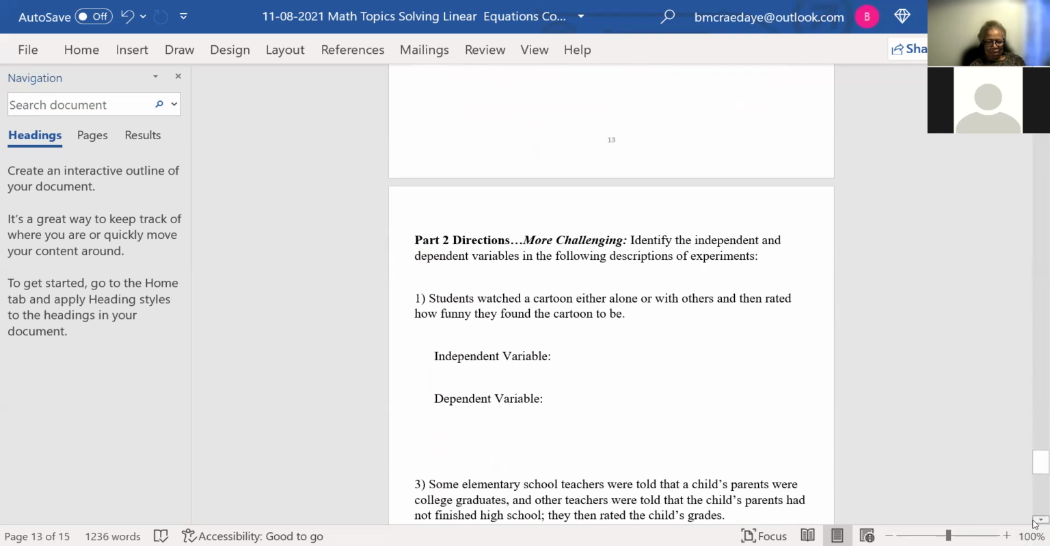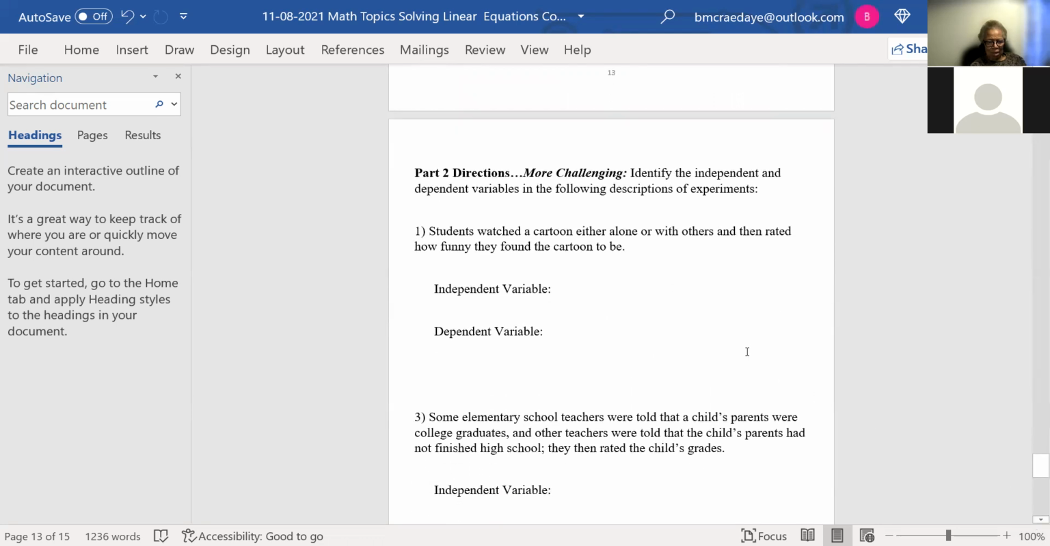Now, these are a little more challenging. What do you think about number 1? Students watch a cartoon either alone or with others, and then rate how funny they found the cartoon to be. So I would say, okay, students watching a cartoon either alone or with others, and it's rated how funny they found it. I would say the cartoon was independent and the students watching was dependent.